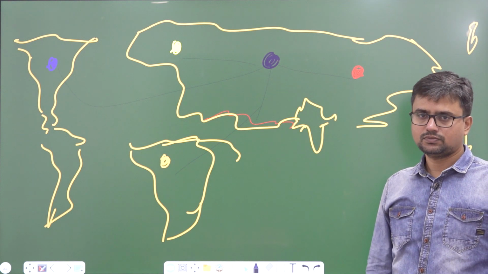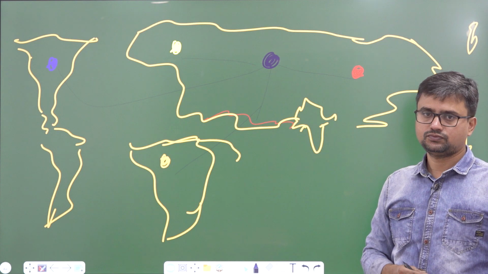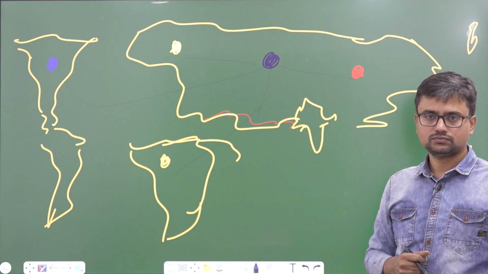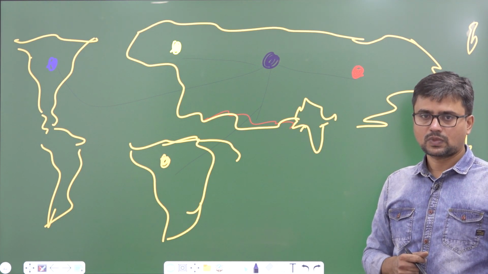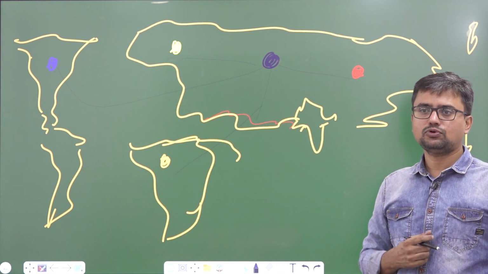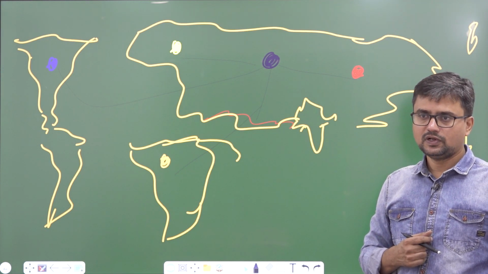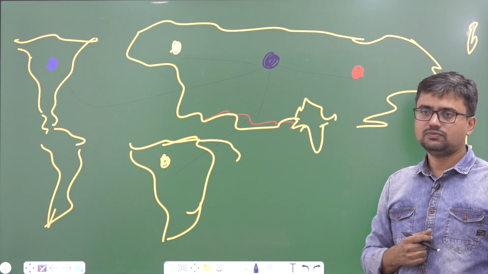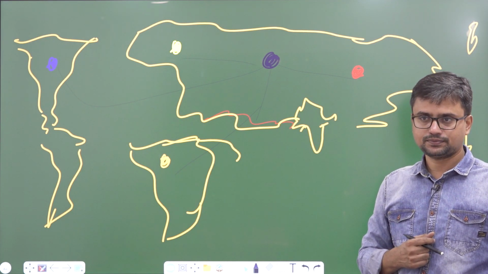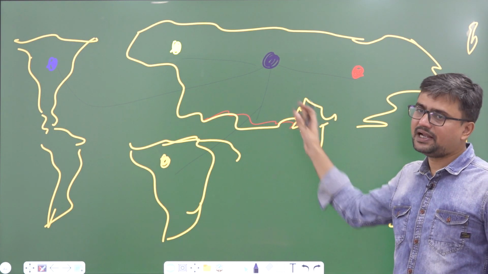Because of migration, because of contact with the people living elsewhere. What might have happened? For understanding this, different anthropologists have proposed their own theories of culture. One school believes that culture has evolved rather than diffused. Culture has evolved independently of other cultures.